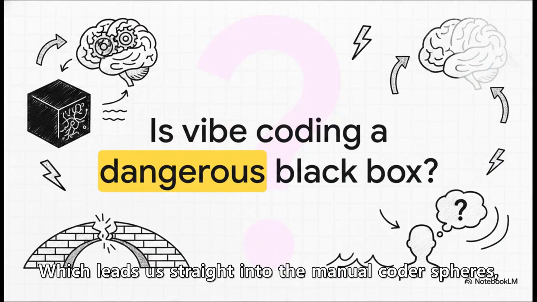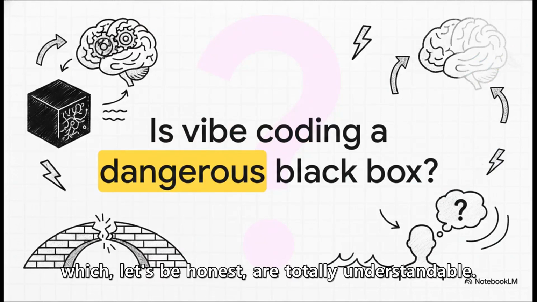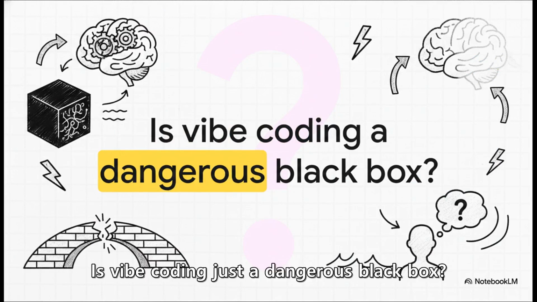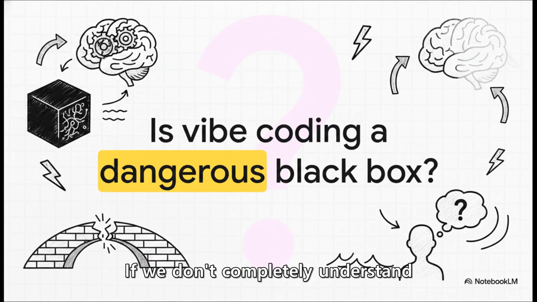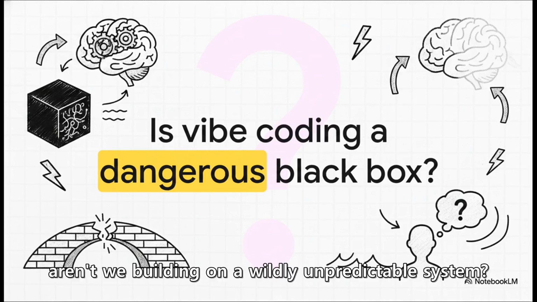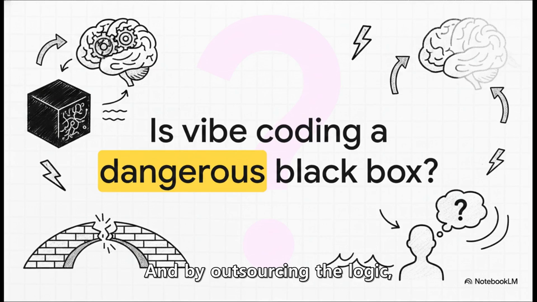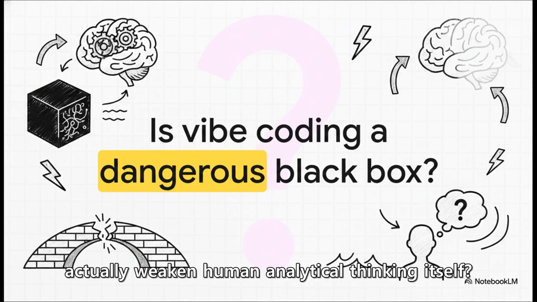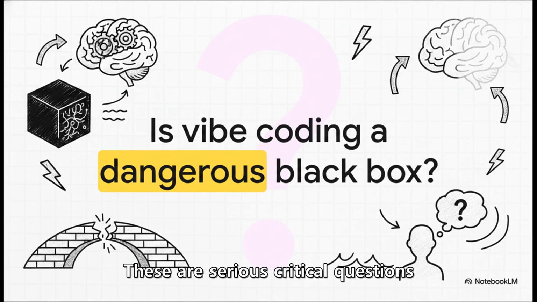Which leads us straight into the manual coder's fears, which, let's be honest, are totally understandable. Is vibe coding just a dangerous black box? If we don't completely understand the internal structure of the AI's output, aren't we building on a wildly unpredictable system? And by outsourcing the logic, does relying on vibe coding actually weaken human analytical thinking itself? These are serious, critical questions people are asking right now.